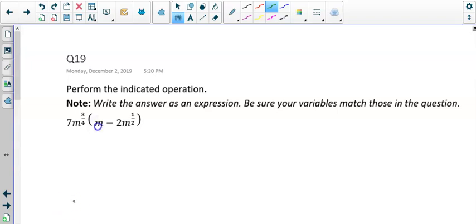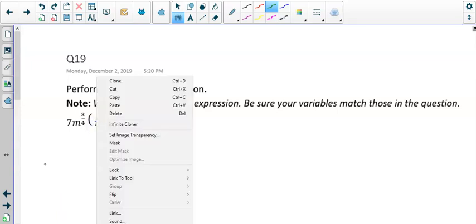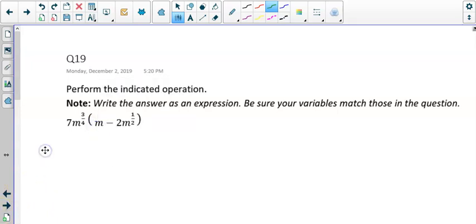What is the power on the m? 1. And what number is in front of the m? A 1. So I'm going to put those invisible ones in there because they help us out. So we're going to take 7 m to the 3/4 times 1 m to the 1st. So again, what's going to happen between the 7 and the 1? You multiply. They're not powers, they're just regular numbers. 7 times 1 is 7.